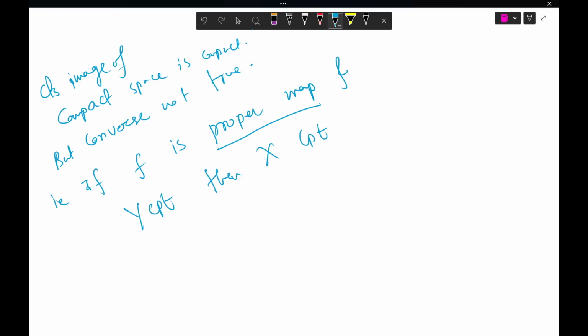First, you try to solve this: how to show the compactness of X using F, using properness and the compact set. Try to show it. Then I will do the problem. I will solve this, but first you take your time and think about it.